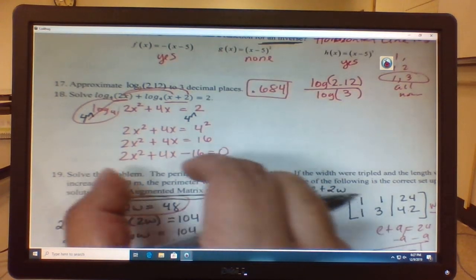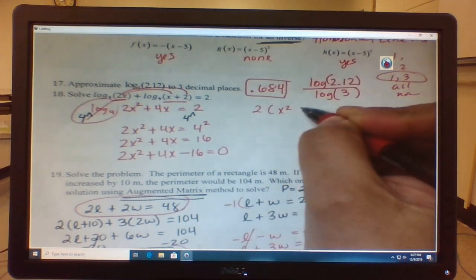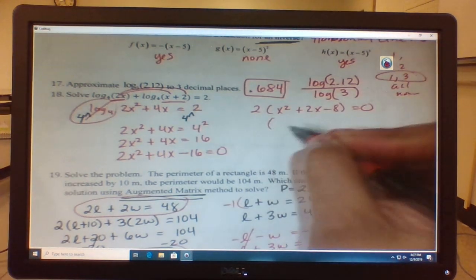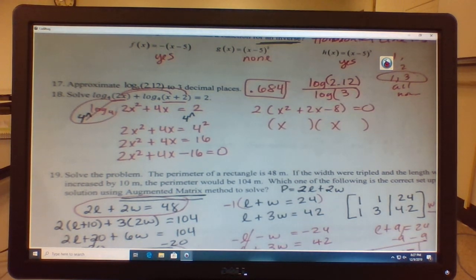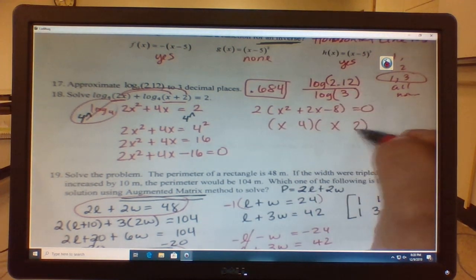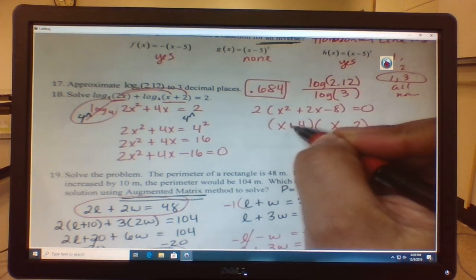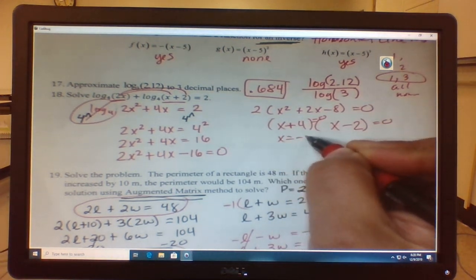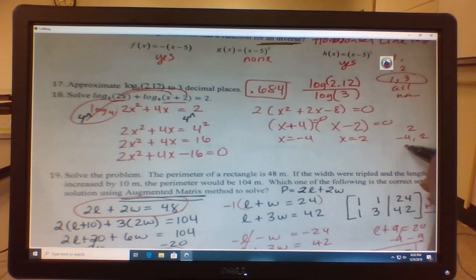Now, I look at all this, and all this is divisible by 2. So I could factor out a 2. It becomes x squared plus 2x minus 8. And then I'm like, hey, can I factor that? What two numbers multiply to -8 and add up to +2? 4 and 2. Who's positive? Who's negative? +4 and -2. Set each one equal to 0. So I get x is -4. x is +2.